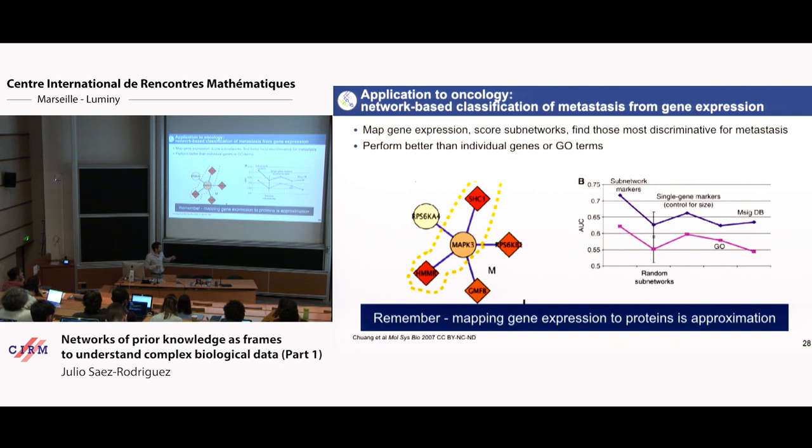So GO and MSigDB are two gene sets. And these are the best markers, and this is random, and this is the subnetworks.